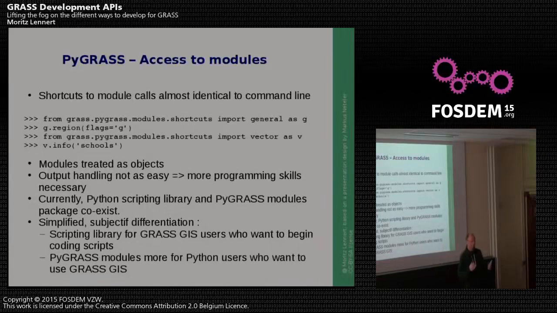Currently, the two libraries coexist, and in my very subjective, personal, simplified differentiation of the two, I would say the first one is a very Grass GIS user-oriented library, which allows them to start scripting, whereas the second is maybe a bit more Python-oriented, which allows people who like Python to use Grass in a more sophisticated way.